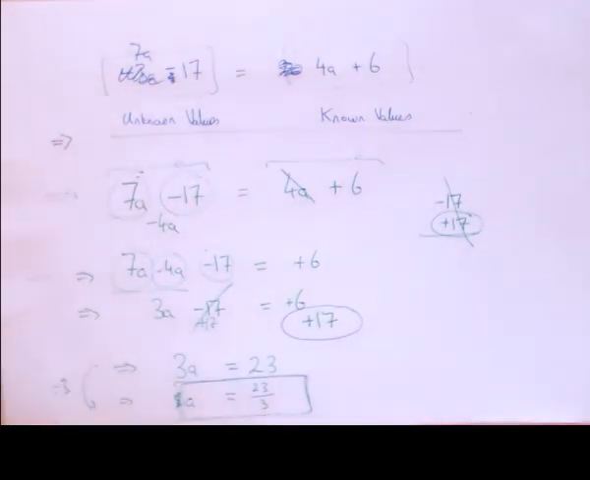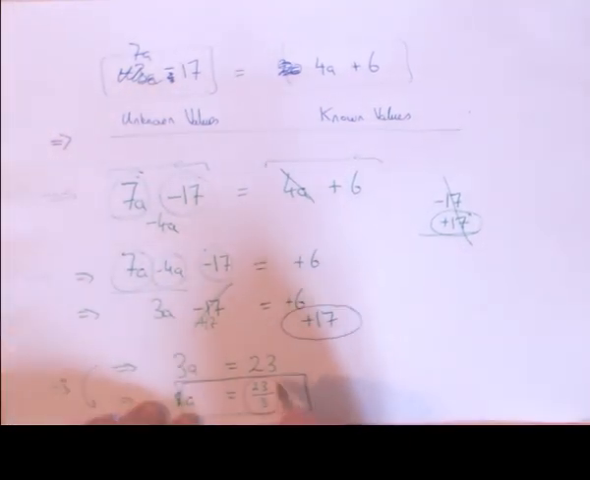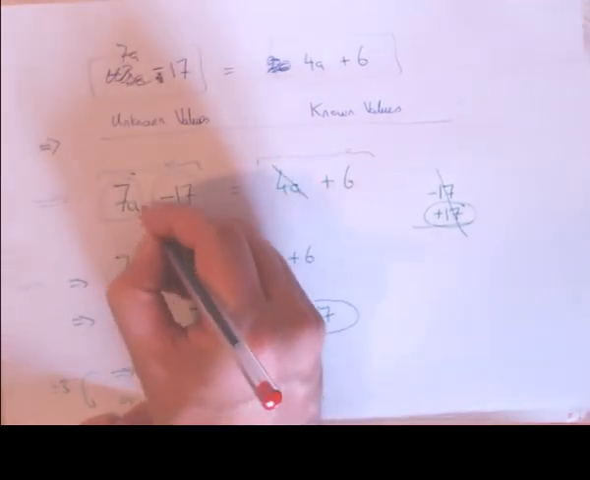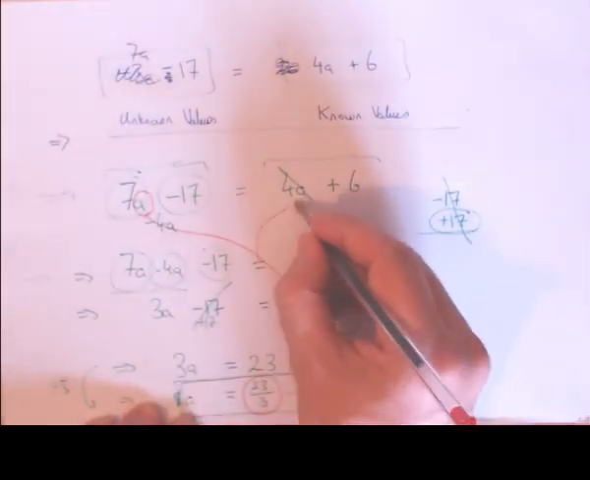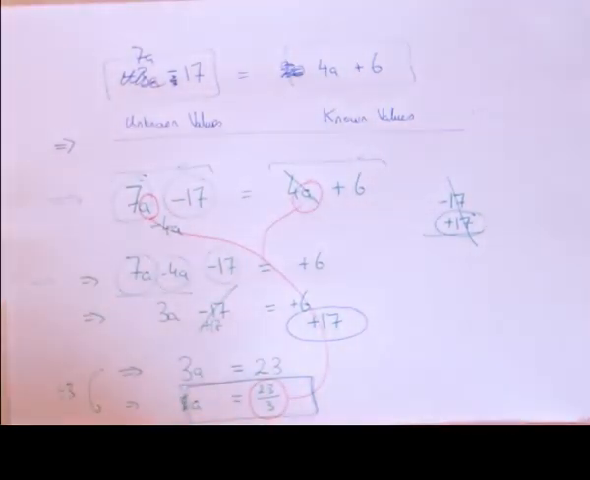And with your calculator, you can check your answer by substituting that back in here and here and seeing what values you get, and you'll find that works out perfectly. Okay, so that's balancing. Have a go.